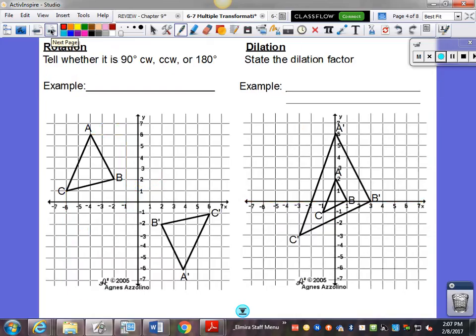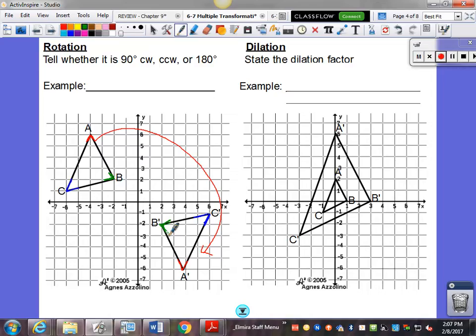Okay, rotation. All right, you're going to look at the picture. You can see that this triangle is my original, and you can see that it rotated around. Okay, A was pointing up. Now A is pointing down. C was pointing to the left. Now C is pointing kind of northeast there. And B is still pointing at the origin. Okay, so it did a rotation.